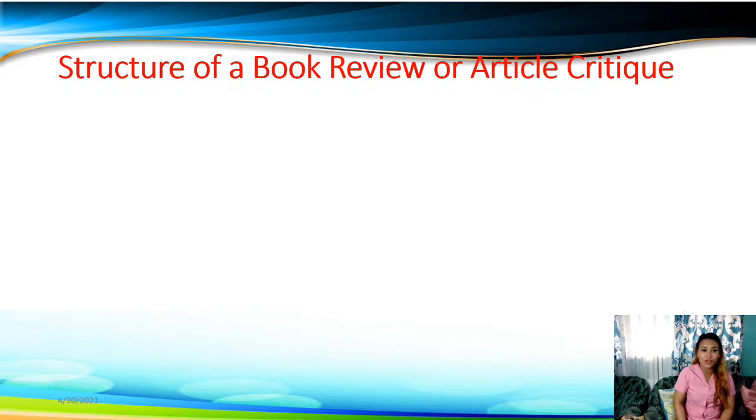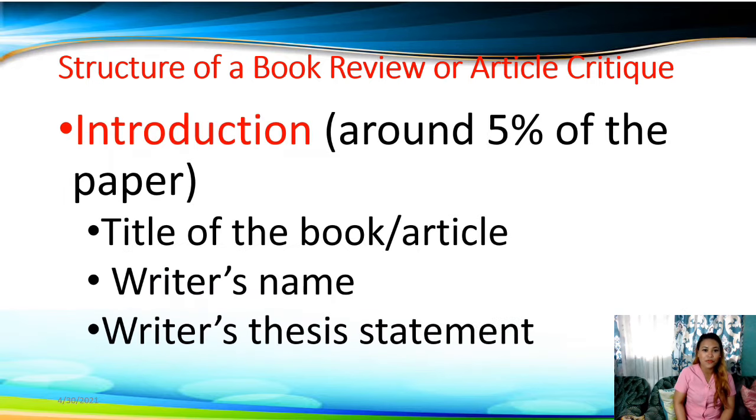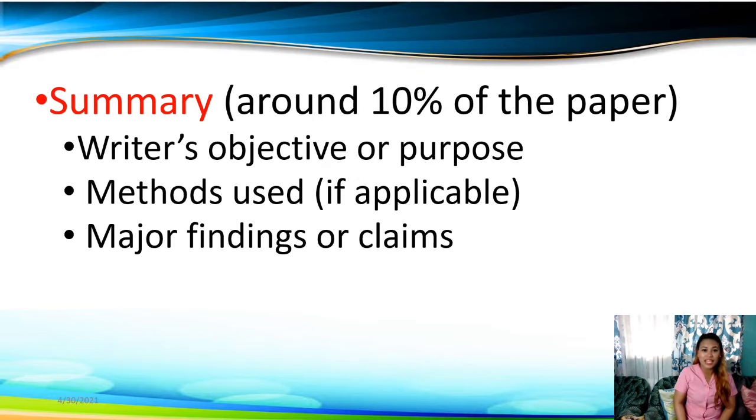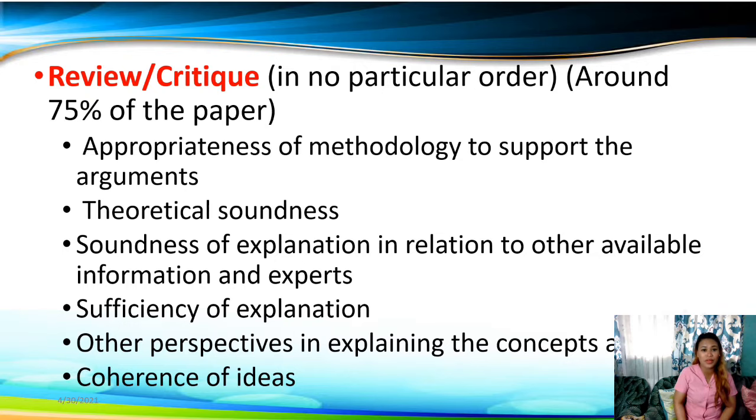So here is the structure of a book review or an article critic. First is introduction. An introduction is 5% of the paper. It usually comprises the title of the book or the article, the writer's name or the author, and the writer's thesis statement. Then we have the summary. The summary is around 10% of the paper. It comprises the writer's objective or purpose, the methods used by the writer, and the major findings or claims found in the text.